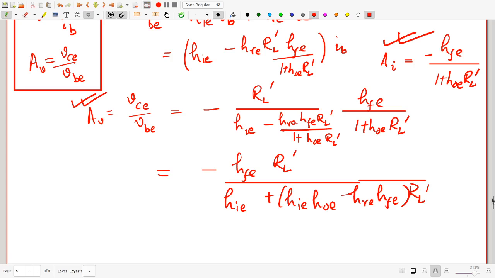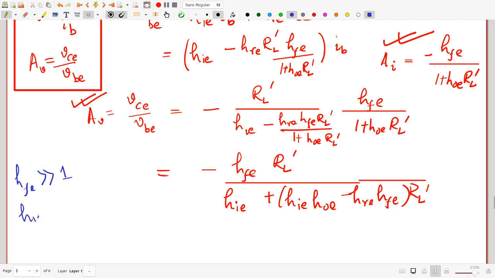The expression that you end up with does not really look that simple, so that hardly justifies the use of H as opposed to Z or Y parameters. But what is important is to keep in mind the typical relative sizes of these objects. So in a common emitter amplifier configuration, HFE is rather large. In fact, as we will see, this is of the order of beta of the transistor, so that's 100 or 200 or more.